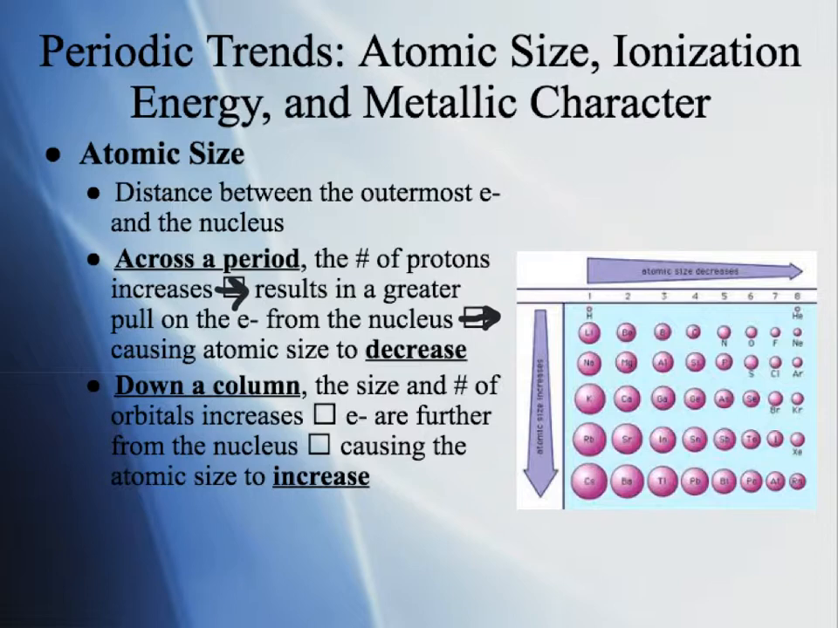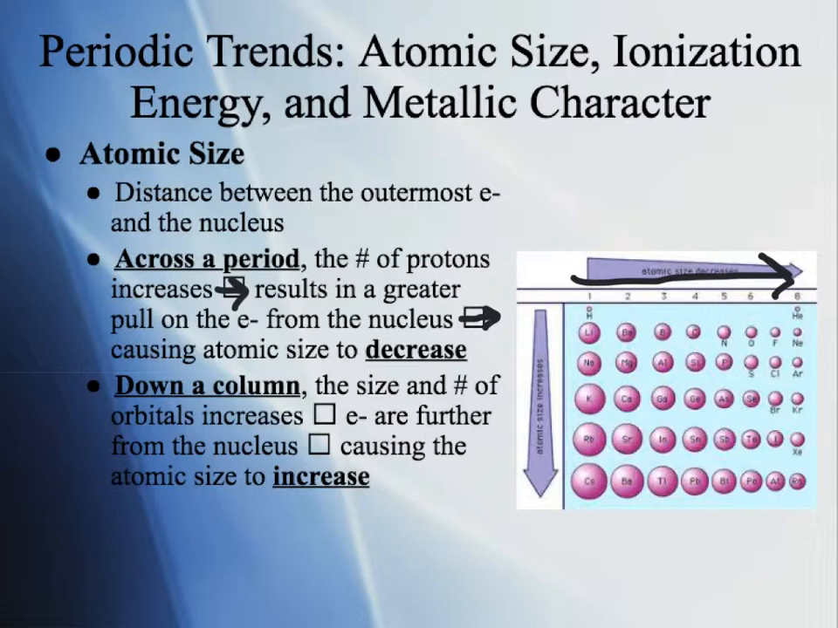charged, right? The protons in the nucleus are positively charged, and so they're going to be attracted to the electrons that are around them, right? So if we've got more protons in the nucleus, it's going to result in a greater pull on those electrons from the nucleus, causing the atomic size to decrease. So the atomic size, as you go across a row, is going to decrease, okay?